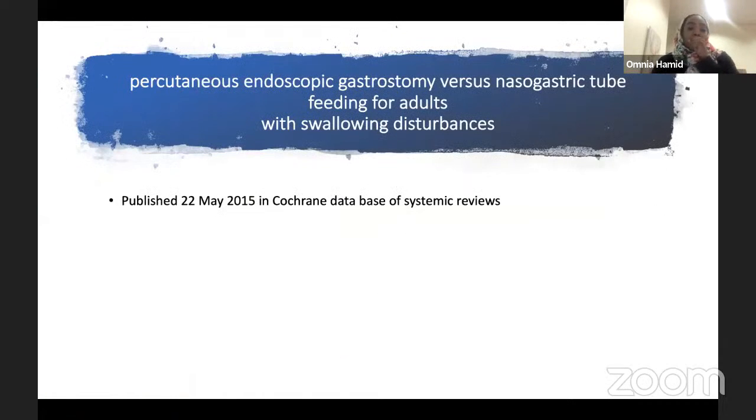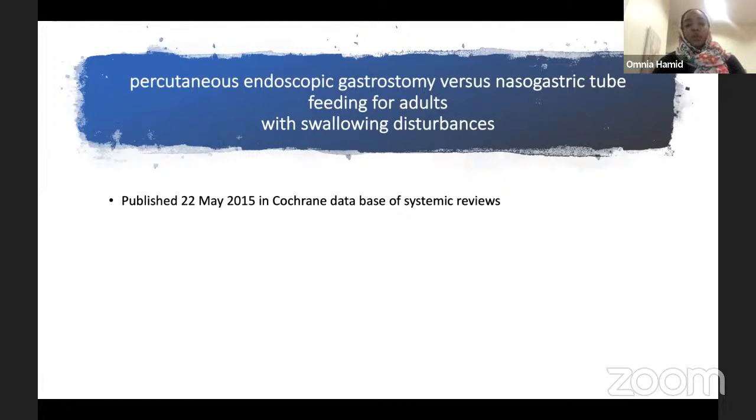So, sorry. I looked at the literature, so I found 2 studies: percutaneous endoscopic gastrostomy versus nasogastric tube feeding for adults with swallowing disturbance. And this is a Cochrane database systematic review published in May 2015.